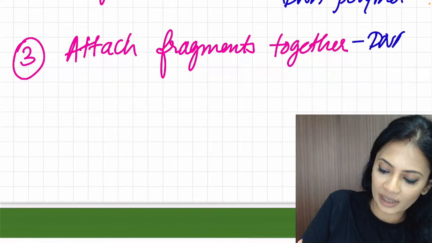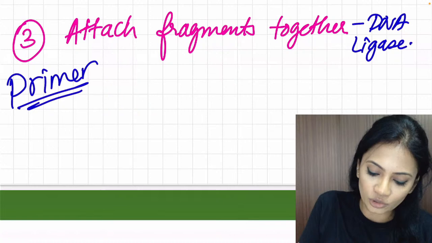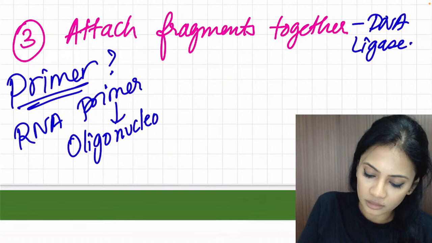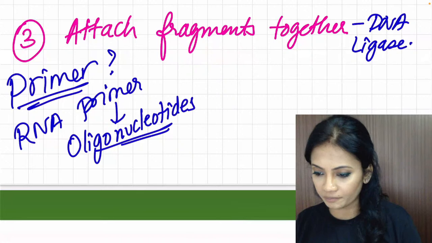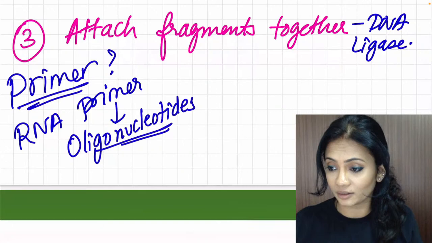What is used as a primer? RNA primer. What is that made up of? Oligonucleotides. Clear, everyone? Very good, Shruti. Good, Nishtha. Oligonucleotides. Excellent. Perfect.